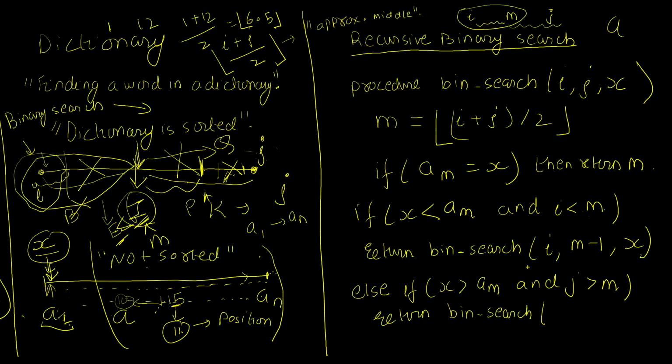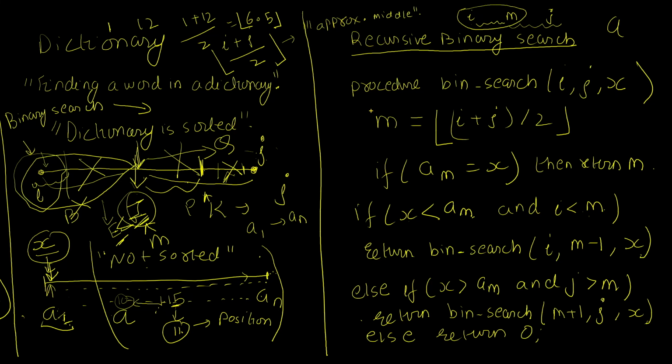And where do you think we should start this time? We have already looked at M. So the next from will be M plus 1. We'll have to look all the way up to the end, J, and looking for X. And finally, if both of these cases do not apply, there is no possibility to keep searching on the left as well as on the right. So I'll just say else, I'll say return 0. The element was not found.